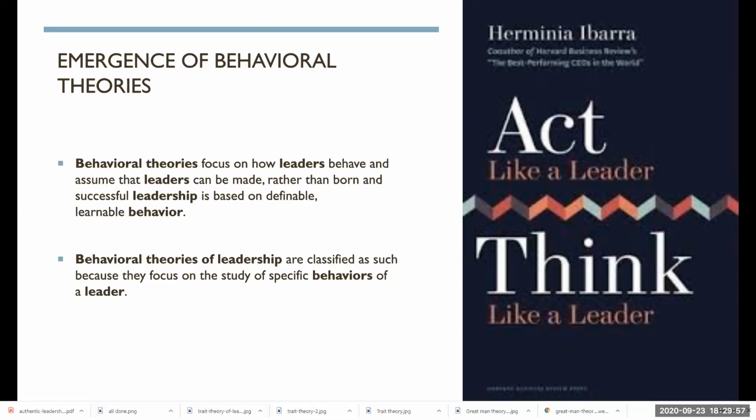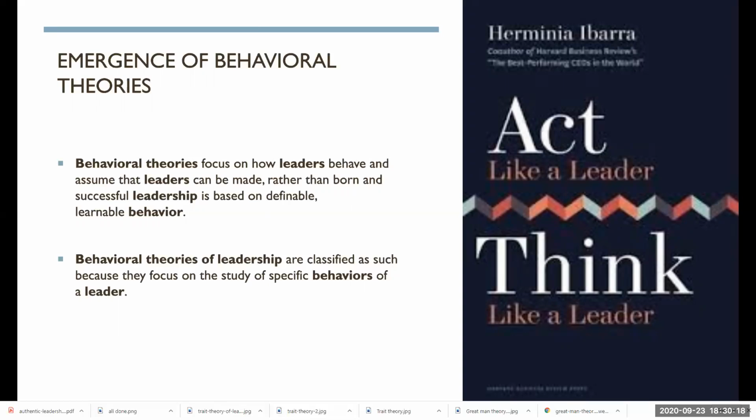Either you're born a leader or you're not, or you have these traits or you don't. And if you have the traits, good job, you're going to be successful. If you don't have those traits, then you're not going to be successful. Well, behavioral theories kind of blurs that line and makes it a bit more apropos to reality, okay?